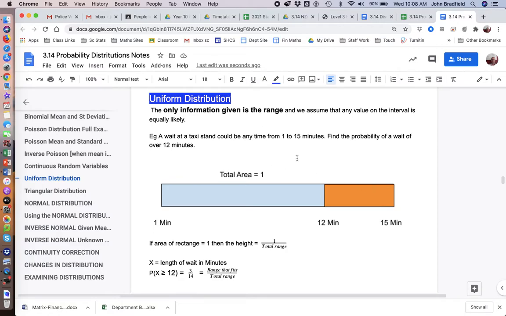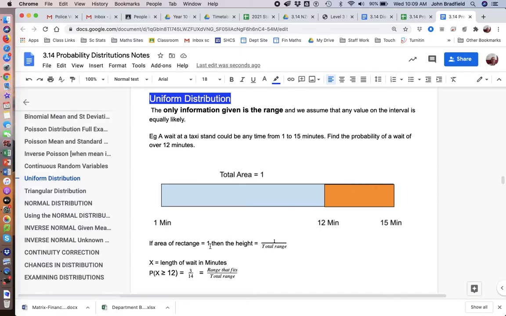So the situation would be reasonably simple, something like this. A wait at a taxi stand could be any time from 1 to 15 minutes. Find the probability that the wait is over 12 minutes. So we have a simple sketch of it here on an axis. Imagine a time scale down the bottom from 1 to 15. This isn't to scale. The area of the total rectangle, because it represents all probabilities, the area is 1.